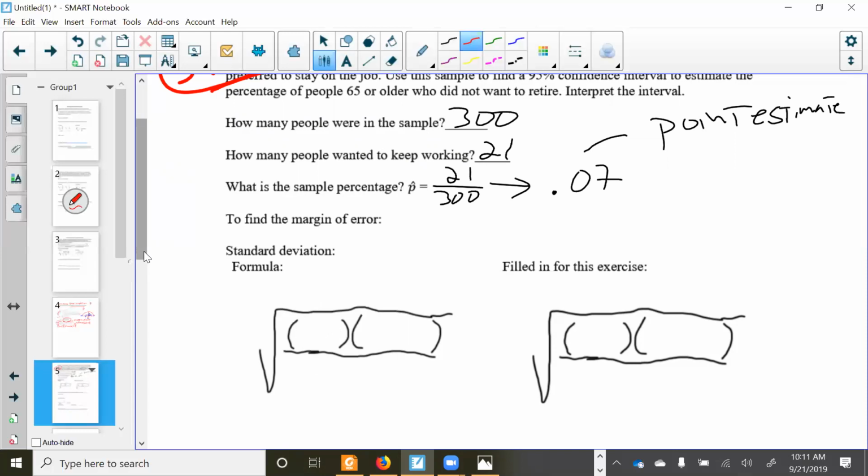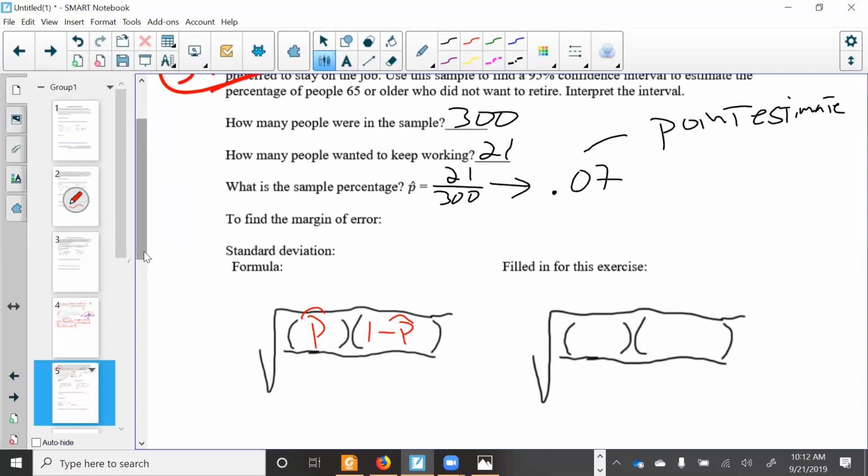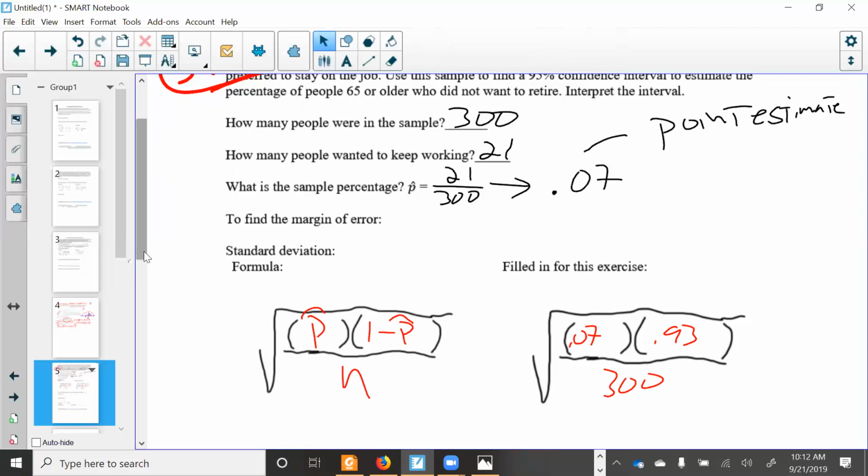So this is p-hat times 1 minus p-hat, or you can do p-hat as a percentage and do 100 minus p-hat if you want. Be careful with that because my open math might kick that back at you. Over the sample size. So we're going to go 0.07 times 1 minus 0.07, which is 0.93, over our sample size of 300. And we'll crunch that. We'll do 0.07 and 0.93 divided by 300.